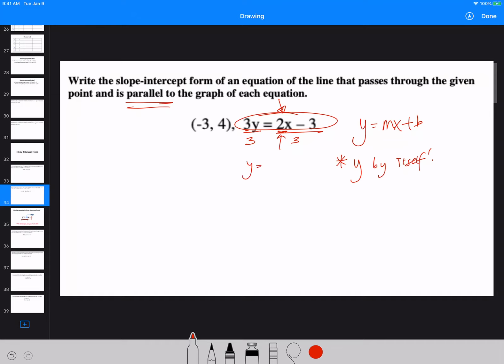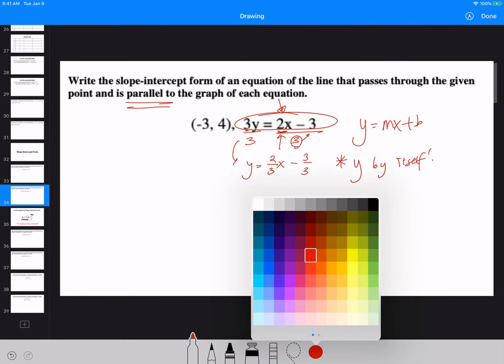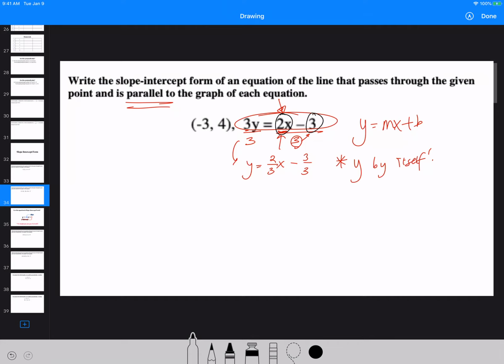So then y is equal to, I am altering this equation to be in the format of y equals mx plus b. If you divide 2 by 3, you just leave it as 2 over 3x. And this division by 3 applies to this minus 3 as well, so that's minus 3 over 3. We call this the first term, and we call this the second term. Every term gets divided by 3. So now that's my equation right there: y equals 2 over 3x minus 1, if you want to simplify the 3 over 3 like that.